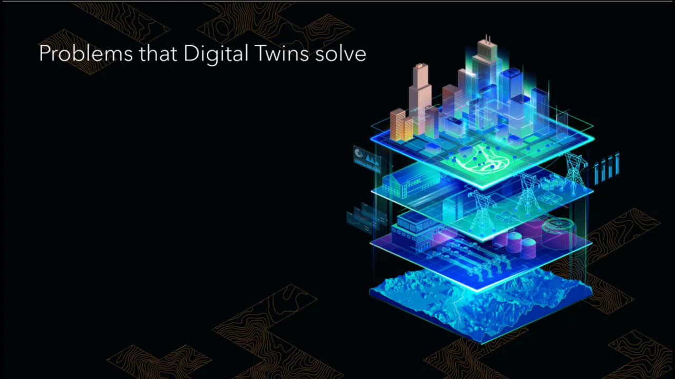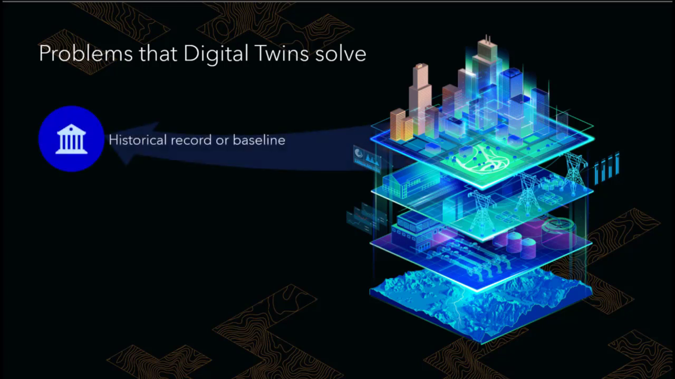So what are some problems that a digital twin can help solve? First, it's a historical record or a baseline of the information that you have. Basically a snapshot of authoritative data, or as many call it, a system of record. Most GIS professionals are already expert at using ArcGIS as a system of record. They use it to collect, manage, and compile geospatial information in maps, which represent reality in a lucid way and allow for better analysis and more sound decision making.